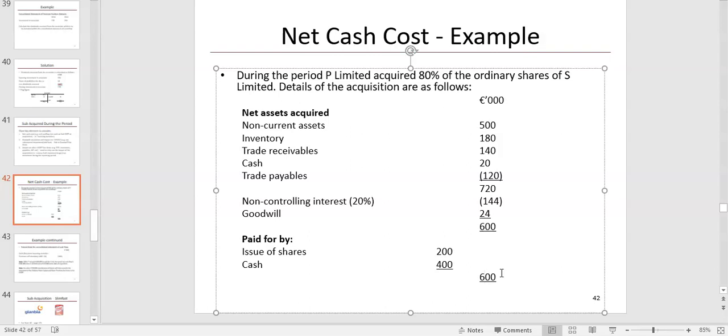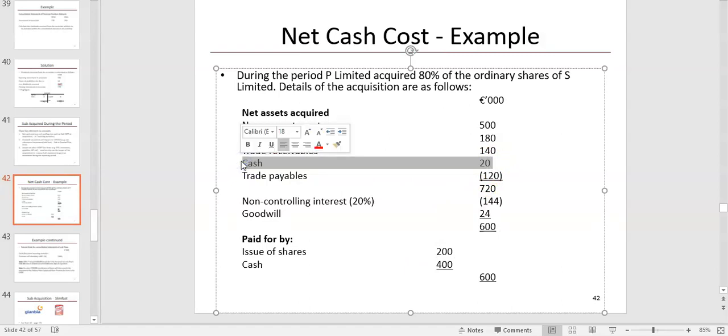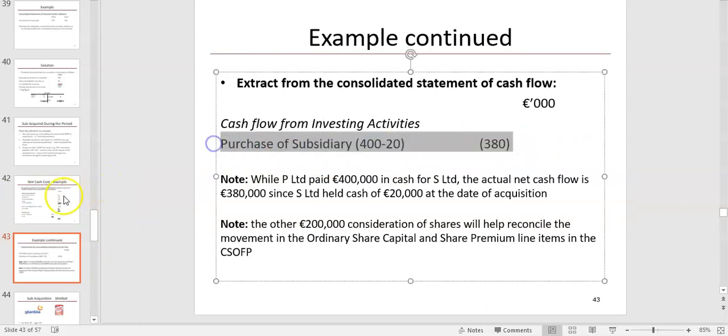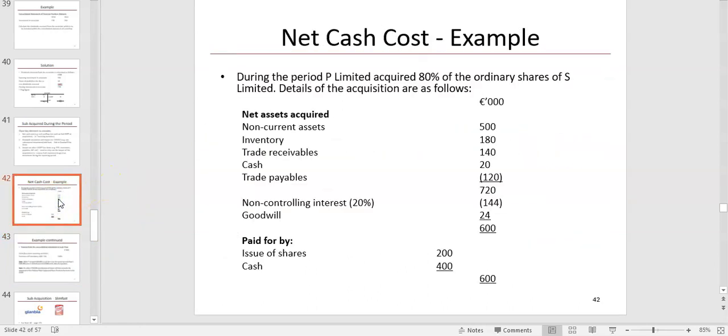So let's think of the different issues here. First, there's going to be a cash outflow because you spend cash on buying the subsidiary. The cash outflow here is not 400, it's 380. Because you paid 400 cash, we don't deal with the shares because they're not cash. You paid 400 cash, but you got 20,000 in on the balance sheet at the date of acquisition. So that would have increased your cash. So the net cash cost is 380, and that will go to cash flow from investing activities. So that's where the net word comes from. You net off any cash on the subsidiary's statement of financial position.